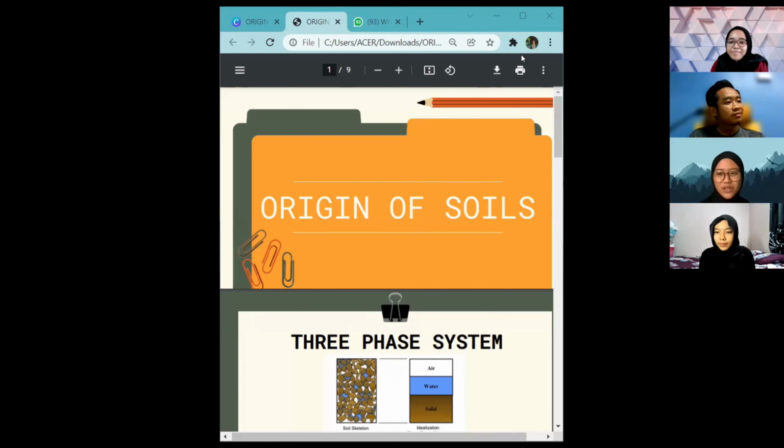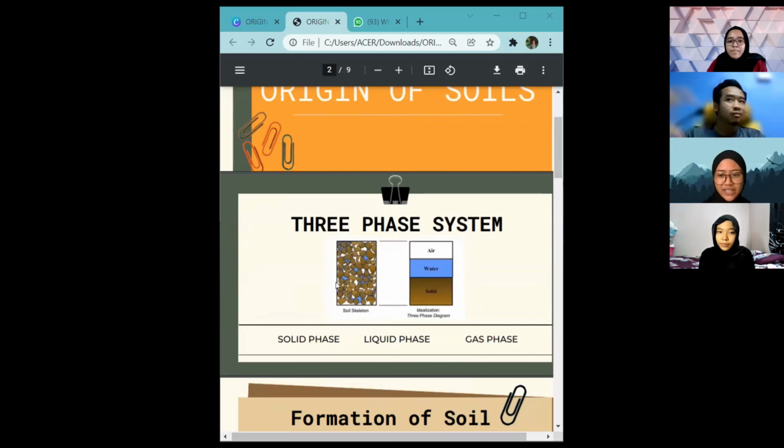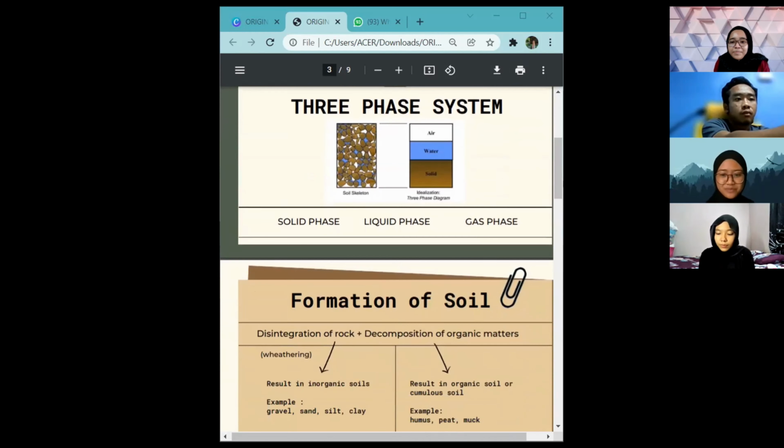So today we are going to discuss the rock cycle and the origin of soil. Without further ado, I'm going to start with the origin of soil. As we know, in soil we have three phases, which are the solid phase, liquid phase, and gas phase. The liquid phase is water and the gas phase is air.